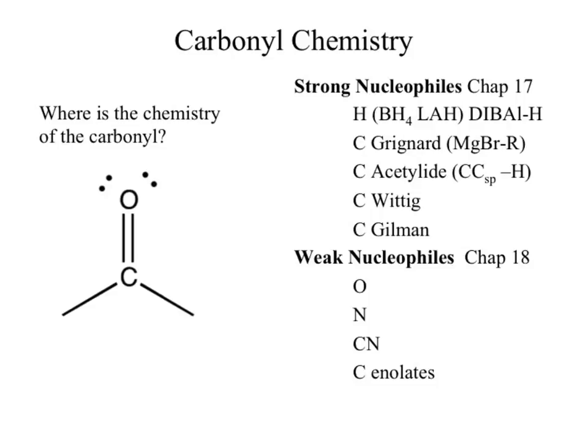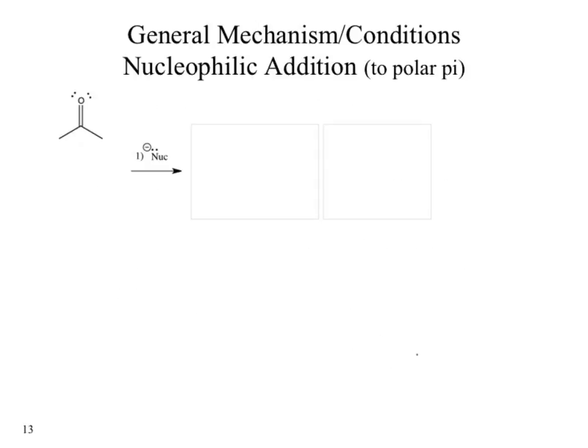Okay. Chapter 18 moves to your weak nucleophiles. Oxygen, nitrogen, nitriles, and your enolates are all considered weak nucleophiles. Okay. So all we're trying to do is look at those kinds of nucleophiles and how they react with a carbonyl and what things we should be considering within it.